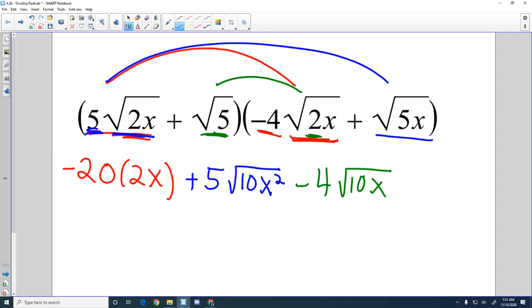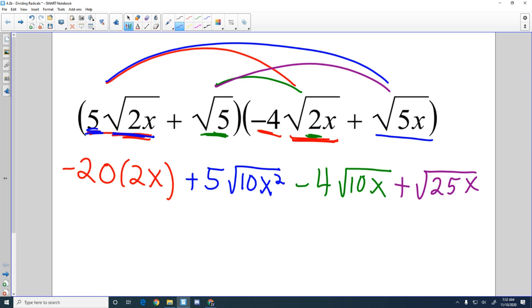And then finally, we're going to take this and distribute it to that last term. So square root of 5 times the square root of 5x is positive square root of, well, 5 times 5 is 25, and then that x. So after multiplying these two together and distributing them, we're going to have these 4 terms. Our next step will be to simplify each one of these if we can.